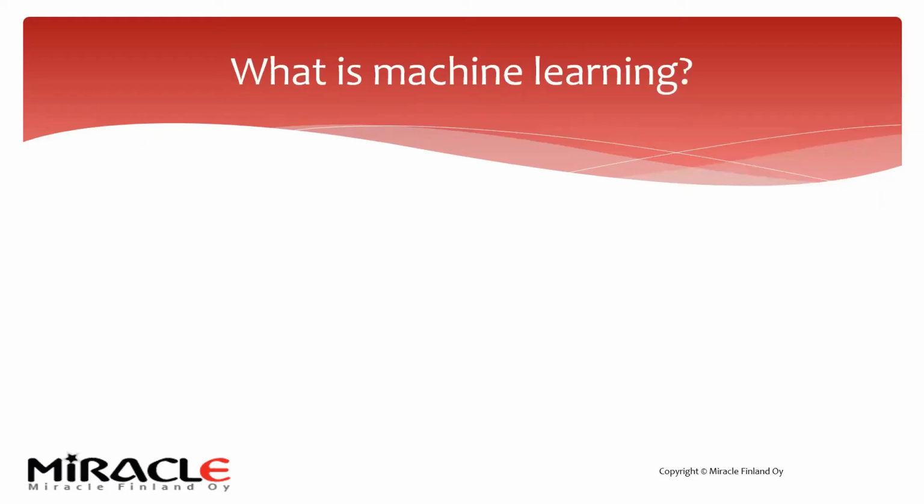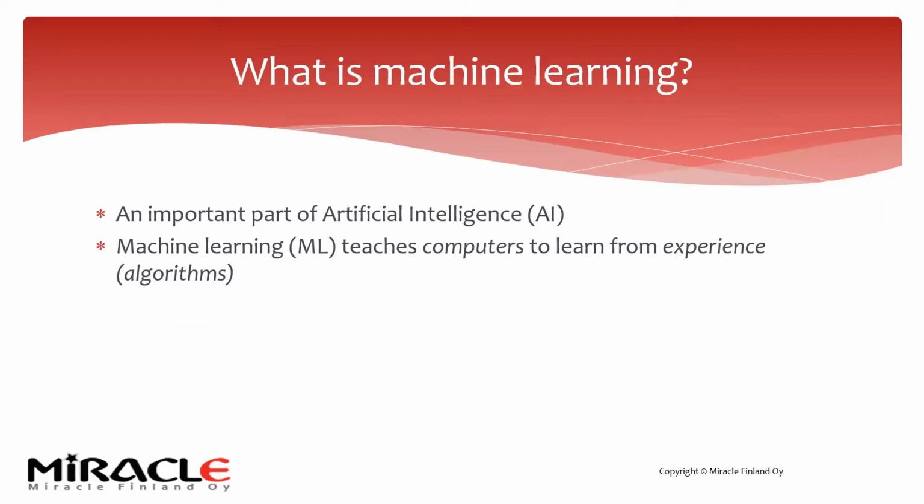So very briefly about machine learning. So what is machine learning? Machine learning is an important part of artificial intelligence. So artificial intelligence would be nothing without machine learning, seriously. It teaches computers to learn from experience using algorithms and the data.